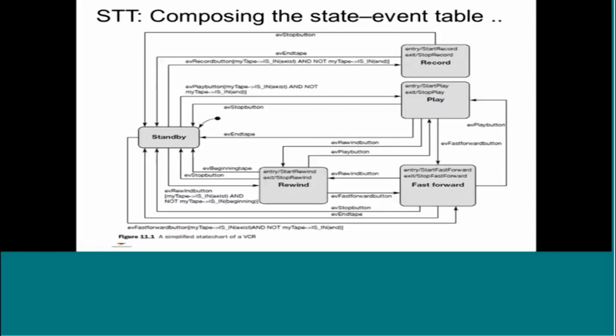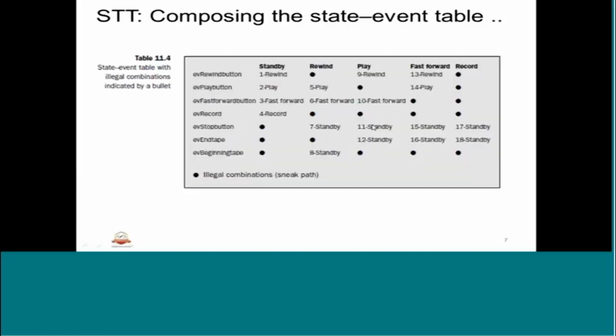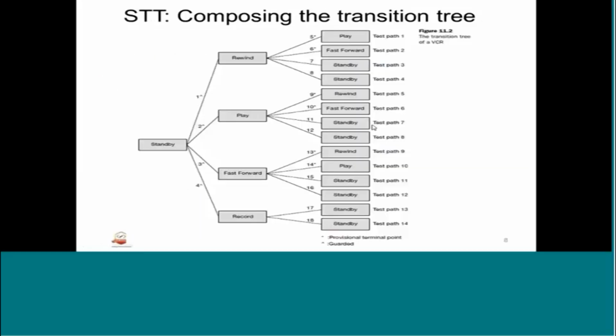This tree is drawn basically by understanding the different events and the states that events will trigger. So from standby, we know that there are 4 states it can enter: rewind, play, fast forward and record. Each of these, rewind, play, fast forward, record, can enter into its substates. Like it can go for a play, it can go for a fast forward, it can go for a standby. So this path we need to execute.